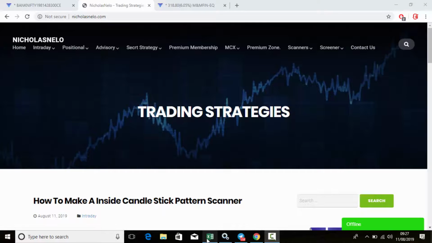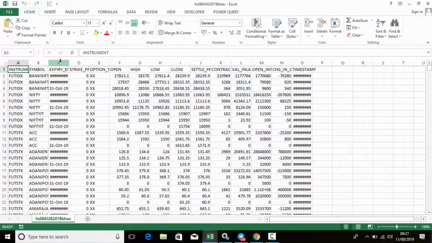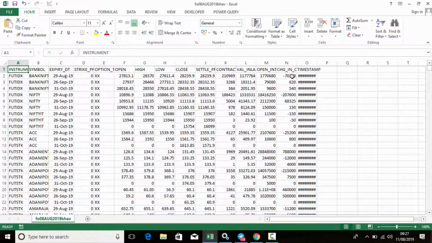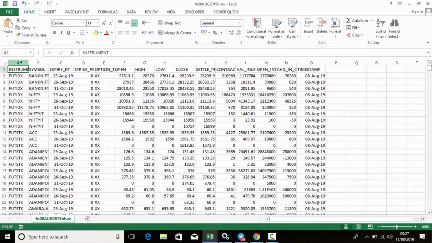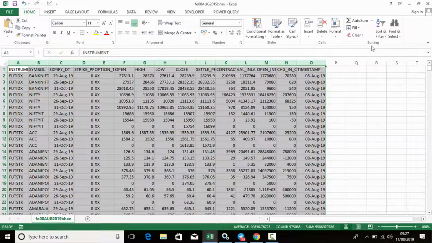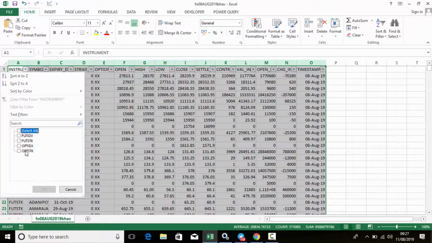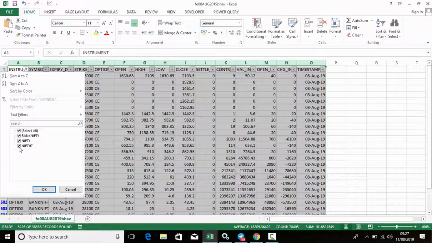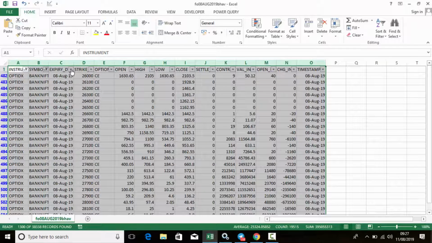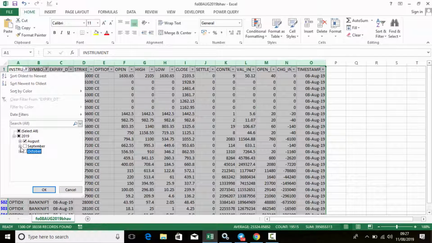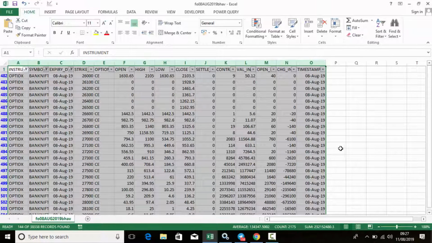First, you need to download the bulk copy of futures and options from the NSE website. Then sort it. Select all of this and filter, and we want only Bank Nifty. So for the option index, click it, symbol only Bank Nifty, and expiry only the present one. Okay, the first step is over.